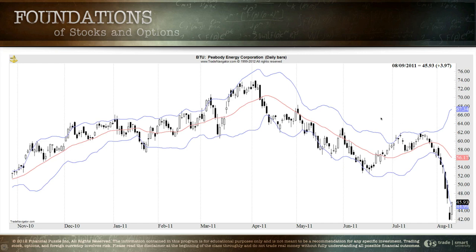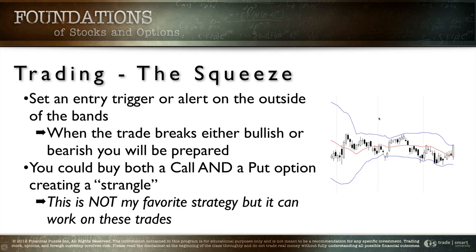So here's how we're going to trade the squeeze trade. We're going to set an entry trigger or an alert on the outside of the bands. Why on the outside? Well, because you don't know which direction it's going to go. It could go bullish or it could go bearish. So when the trade breaks, either bullish or bearish, you're going to be prepared because you've already got the trade set up.